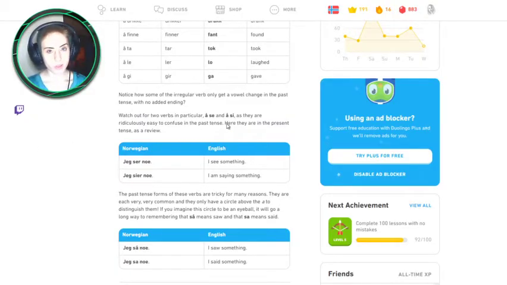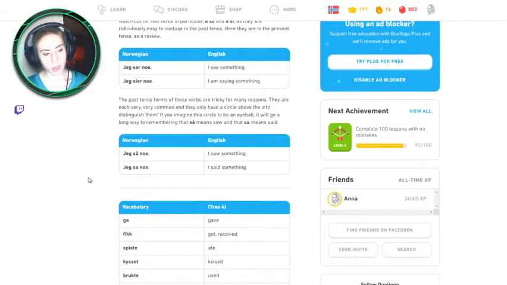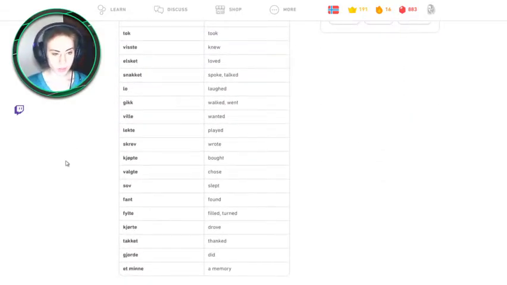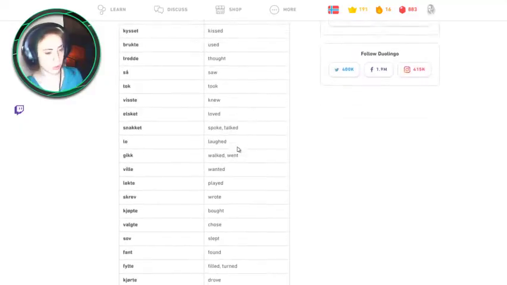And one tricky word pair to watch out for: se and si. In the past tense, they're very similar, and even in the present tense they're pretty similar. Jeg ser noe, jeg sier noe. I see something, I am saying something. Jeg så noe, I saw something, which kind of sounds like the word saw, but jeg sa noe, I said something. It's a little trickier. Lots and lots of new vocab here: gave, fikk, received, spiste, kysset, kissed, brukte, traff.